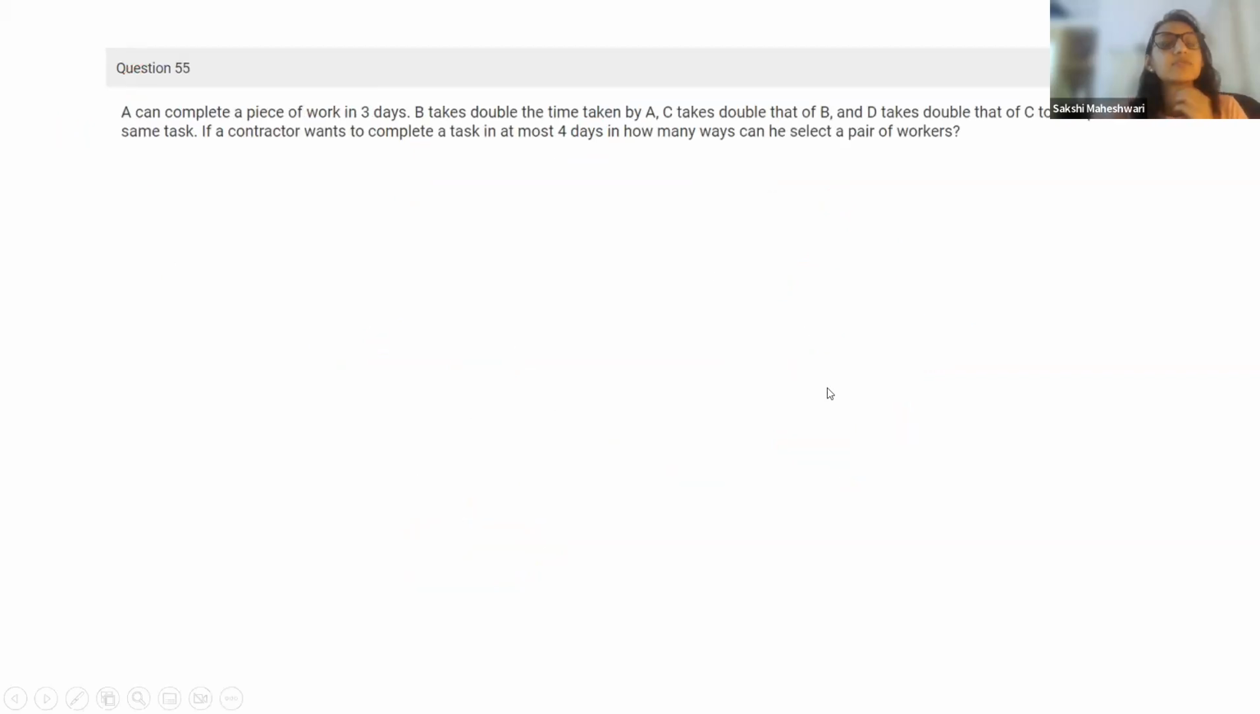So A can complete a piece of work in 3 days. Now it's given double the time, double the time, so just try to simplify it as soon as you read a question. A takes 3 days, B takes double time, that is 6 days. C takes double that of B, so that will be 12 days. Now D takes double that of C. That will be 24 days.